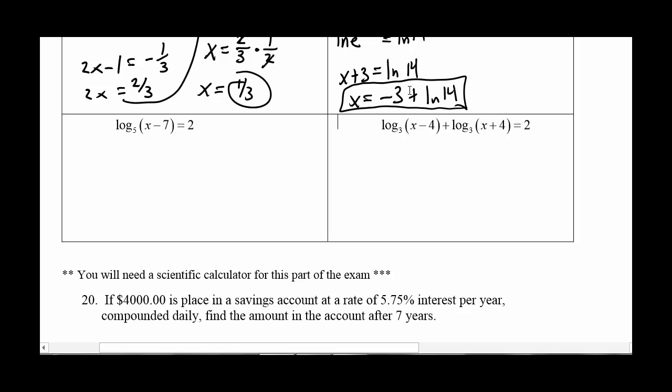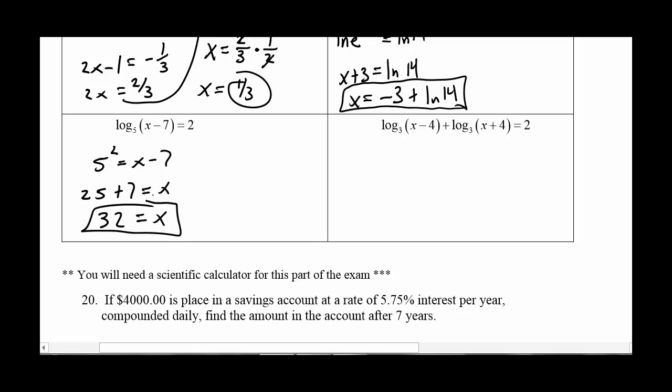Next up, the log. So this would be 5 squared equals x minus 2. So 25, and then we'll bring the plus 7 over. So that means x is 32. And I do want to just check it. So 32 minus 7 does give me some sort of positive number, so I'm going to be careful with that.